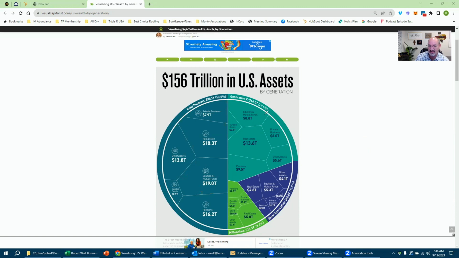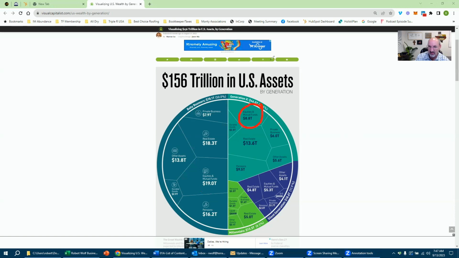Generation X, there's $46 trillion. Let's see. Also, real estate is a big one for Gen X. Private business is already $6 trillion. Other assets tend to be pretty substantial here. Pensions, which are probably dying. So you can see here, 2 trillion in pensions. Durable goods and the equities and mutual funds.